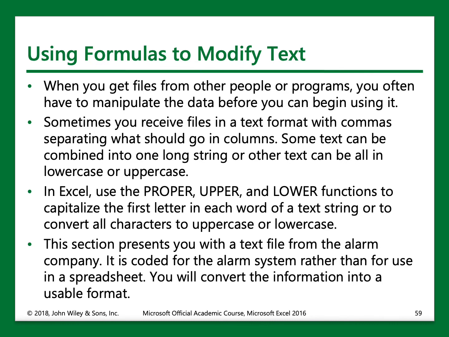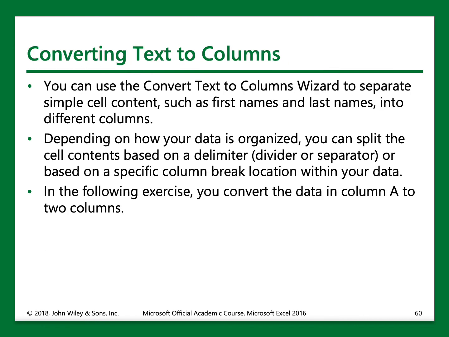So the next thing we're going to look at is about using formulae to modify text. Imagine if you've got a cell that's got some text in there and you need to modify or get some portion of that. So we're going to look at particular functions like PROPER, UPPER, LOWER, LEFT, RIGHT and MID. You can use the convert text to columns wizard to separate simple cell content such as first names and last names into different columns. Okay, we've got an example of that on the next slide.